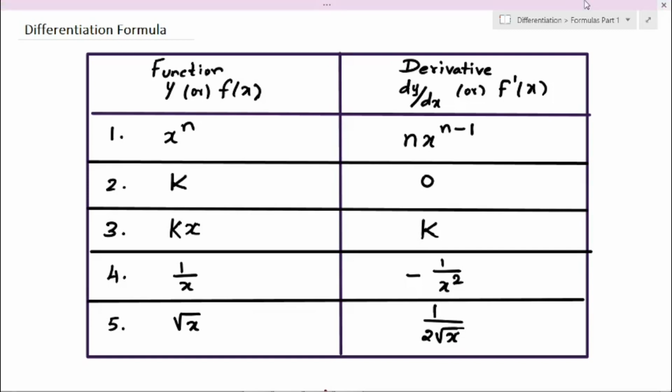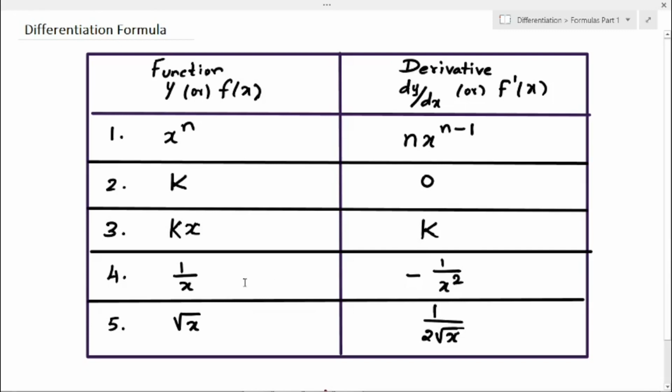Let's get started. First, the formula for x power n is n into x to the power n minus 1. So the derivative dy by dx equals n into x to the power n minus 1. Next, the formula for the value k, which is nothing but a constant. So the differentiation of a constant is 0. Next, the formula for k into x. So constant into some variable x. So that is nothing but simply k, because the differentiation of x is 1.